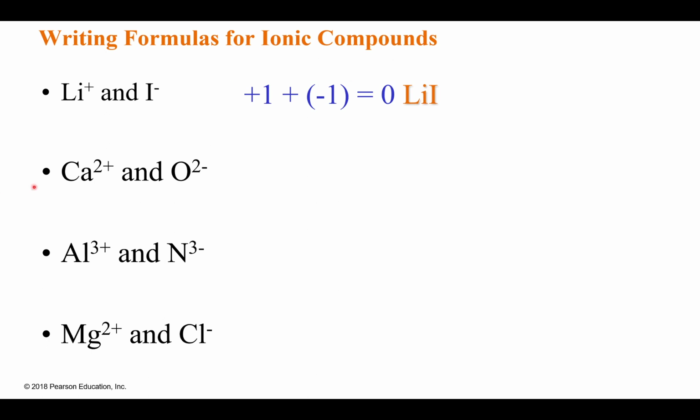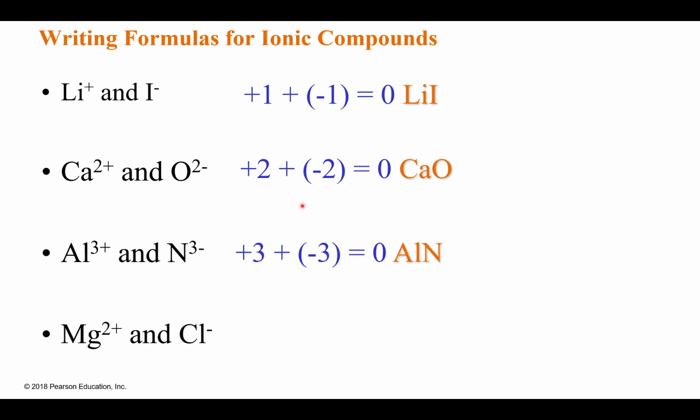Now the next one, calcium 2 plus, oxide 2 minus. So if I put plus 2 minus 2, I end up with 0. Then the formula is calcium oxide, CaO. Now notice I'm neglecting to put 1 and 1, multiplying by 1 and 1. And you'll see what I mean in a second. For aluminum and the nitride ion, we have plus 3 minus 3, we get 0, so it's aluminum nitride.